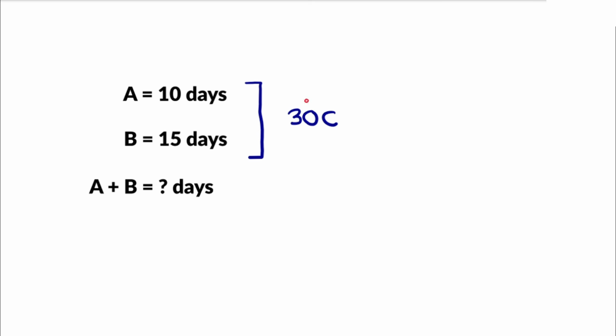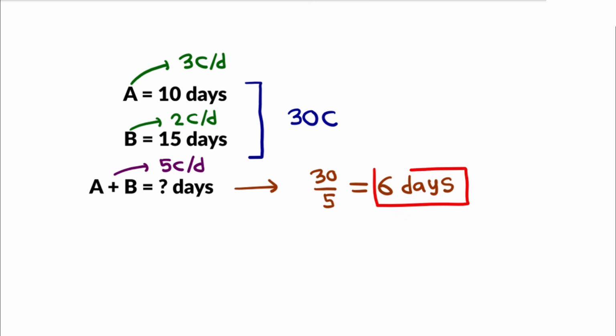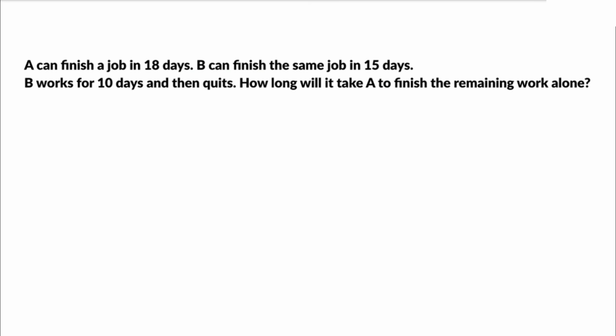If person A builds 30 chairs in 10 days, their efficiency is 3 chairs per day. And if person B builds 30 chairs in 15 days, their efficiency is 2 chairs per day. Working together, they build 3 plus 2, which equals 5 chairs per day. Now divide the total work by the combined rate. 30 divided by 5 equals 6. So together, they finish the job in 6 days. No fractions required.